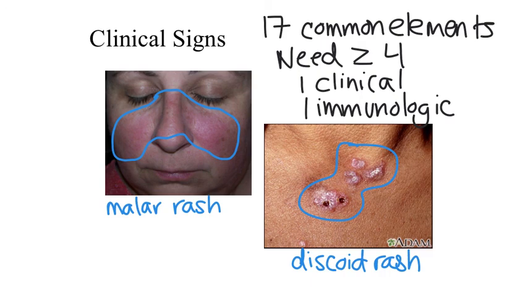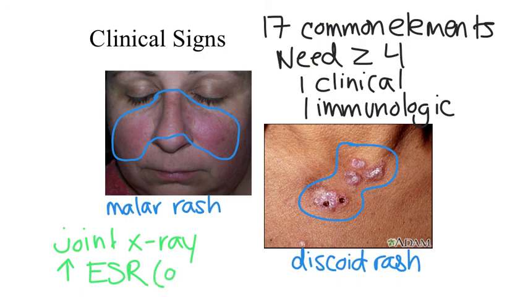Other assessment techniques for lupus include joint X-ray, which can provide information about the type of arthritis that patients are experiencing, and also an elevation of the erythrocyte sedimentation rate, or ESR, is common in individuals with lupus. An elevated ESR indicates ongoing inflammation or autoimmunity and is also not specific for lupus.